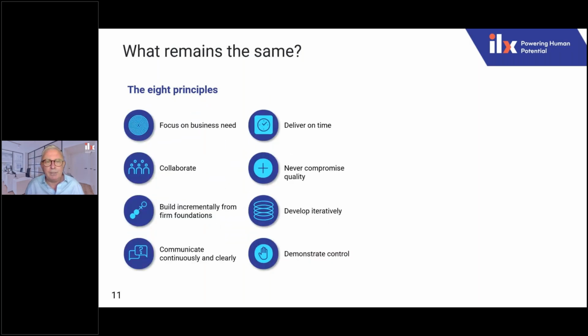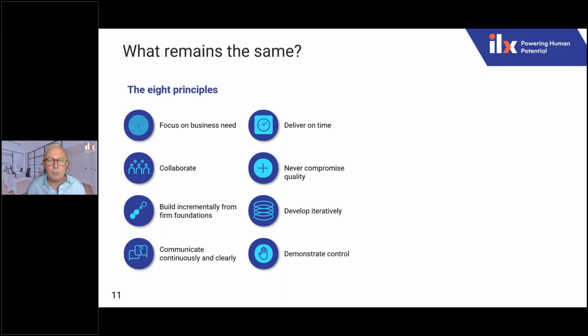Focus on the business need. Very important principle in Agile is collaborate, and collaborate at all levels. Build incrementally from firm foundations. That means AgilePM does plan. It often gets accused of not planning. It very much does plan. It's a project approach. Communicate continuously and clearly, and there are various ways of doing that within Agile that's taught within the course.